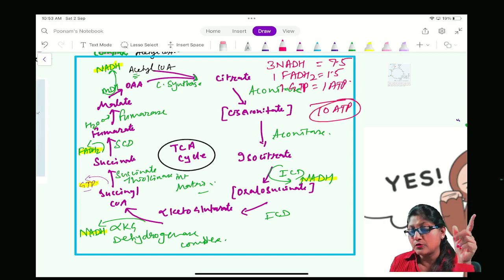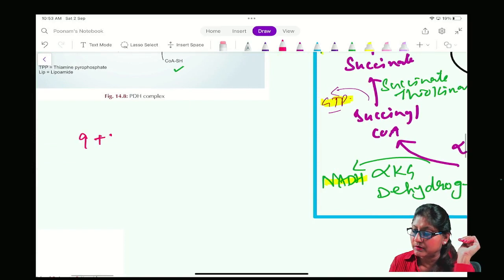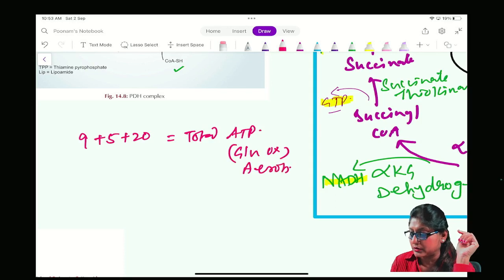So 1 glucose, 2 pyruvate, 2 acetyl CoA, 20 ATP. So if you see, I always tell that, remember, 9 plus 5 plus 20 is the total number of ATP after complete glucose oxidation in aerobic condition. 9 comes from glycolysis, 5 comes from the PDH complex, 20 comes from the run of the TCA cycle where 2 acetyl CoA are getting completely utilized. This is giving you the figure of 34.